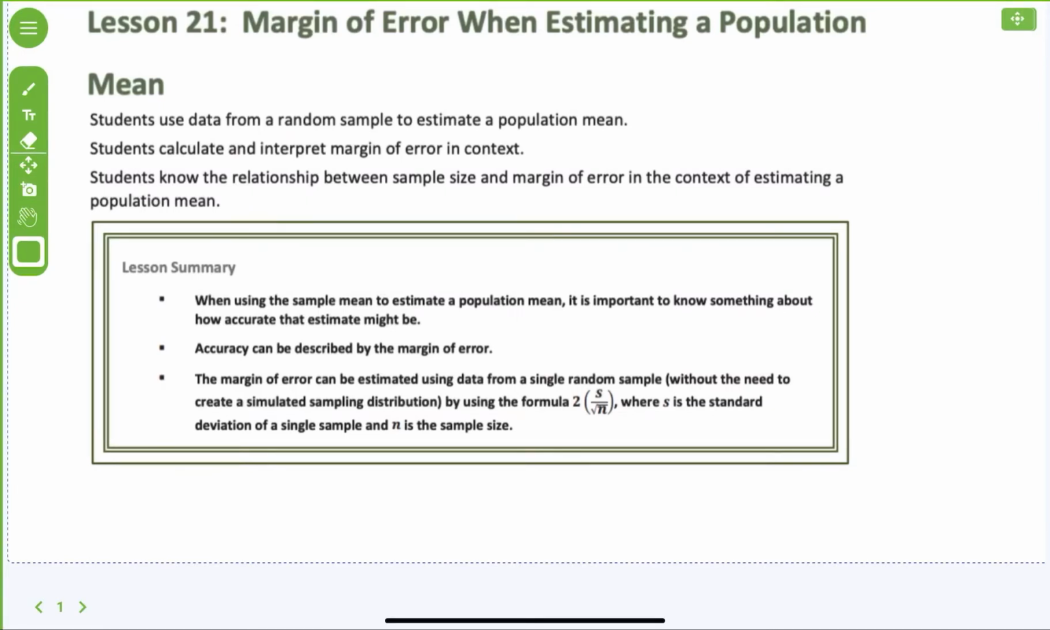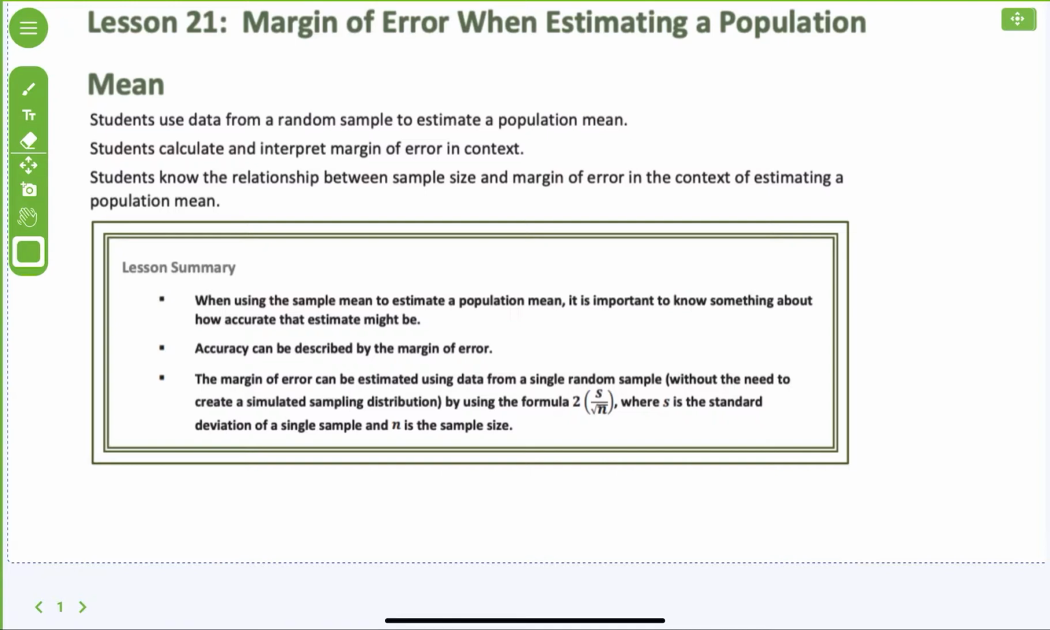Algebra 2, Module 4, Lesson 21. Margin of error when estimating a population mean. Students use data from a random sample to estimate the population mean. Students calculate and interpret margin of error in context, and students know the relationship between sample size and margin of error in the context of estimating a population mean.